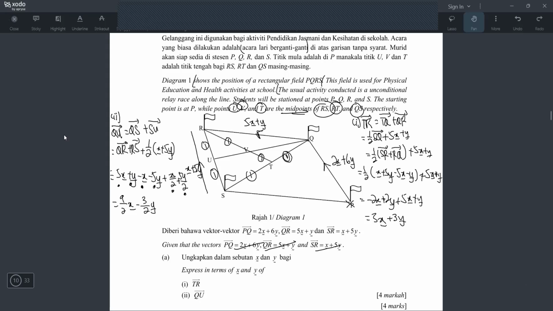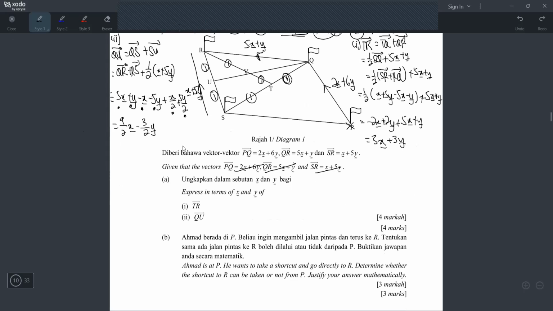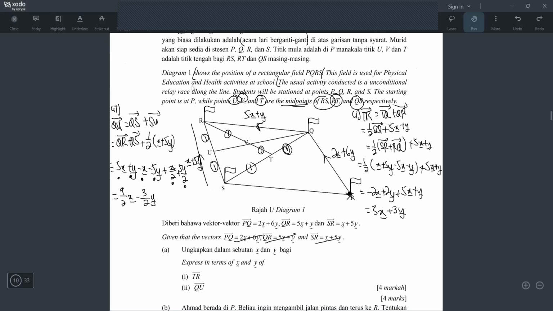The next part is part B. Let's scroll down a bit. Okay, part B asks, Ahmad is at P. This is Ahmad's position. He wants to take a shortcut and go directly to R, right? So determine whether the shortcut to R can be taken or not from P. Justify your answer mathematically.